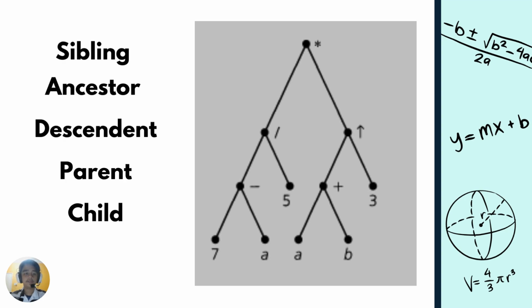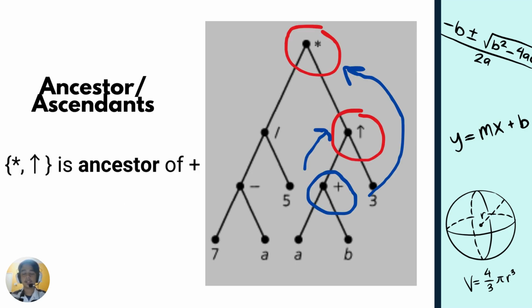And here we have 5 more notations that we need to know. The first one is ancestors, or ascendants. If the nodes here, let's say in this question, the asterisk and the arrow are ancestors of plus, this is correct because ancestors are like our grandparents. So in this example, the grandparents of plus are the arrow and the asterisk.